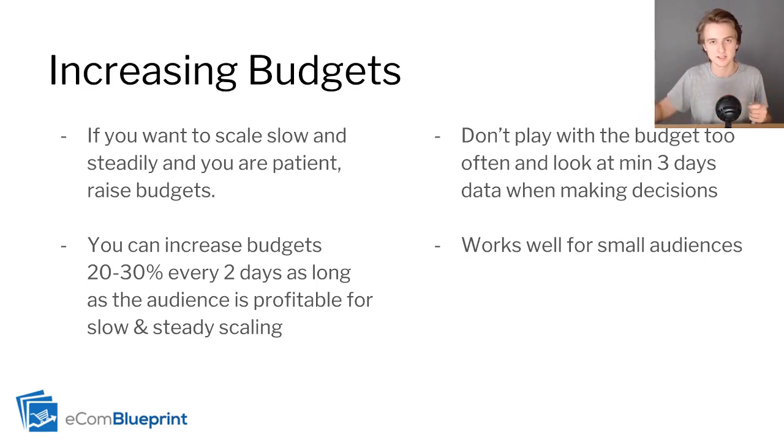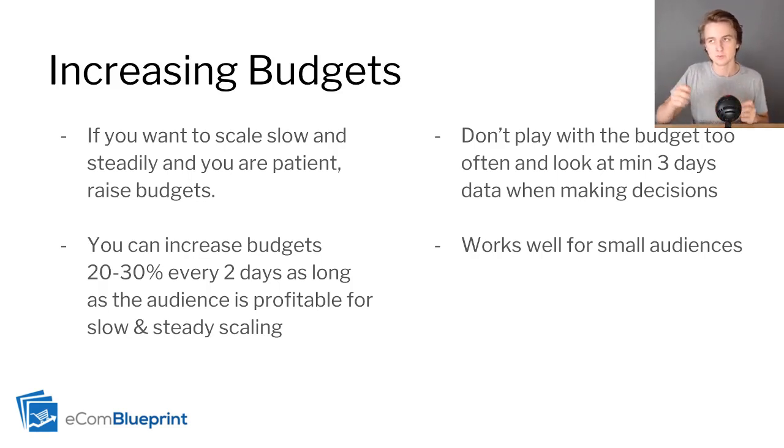Because some days ad sets are going to perform well, some days they're going to perform bad, and so what you're really looking for is the average of the performance over a few days. So usually I'll look at the last 3-4 days, sometimes even 5 days, when I'm looking to kill ad sets and make decisions about which ad sets to scale. And so this strategy of just increasing the budget slow and steadily is, in my opinion, the one that works best for small audiences. So if you have small lookalike audiences of like 100,000 people, or interest audiences of like 300,000, 500,000 people, increasing the budget slow and steadily can work well.